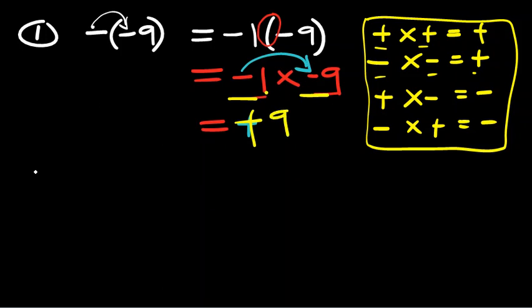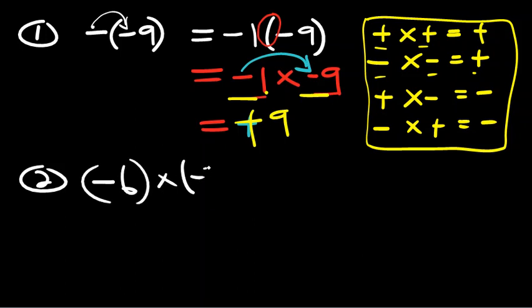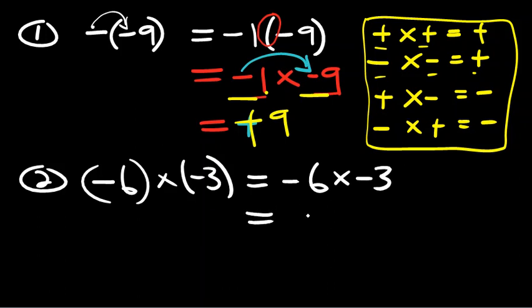Let's look at the second example. And the second example is, let's say you have negative 6 brackets times negative 3. This is basically the same as if you would say negative 6 times negative 3. It means exactly the same. So yeah, a negative times a negative again, that's a positive. 6 times 3, and that is 18. Okay, so there you have positive 18.